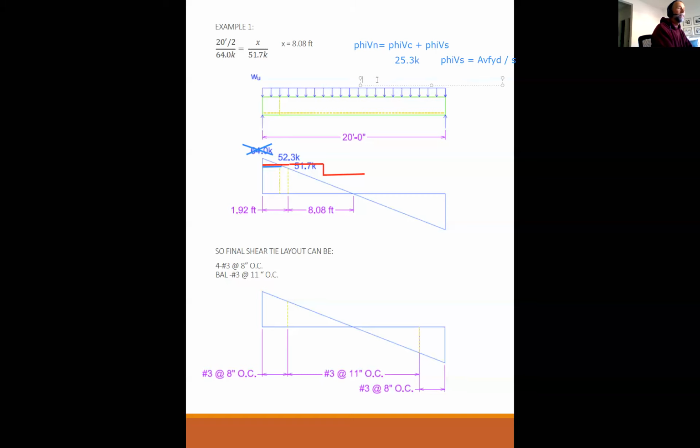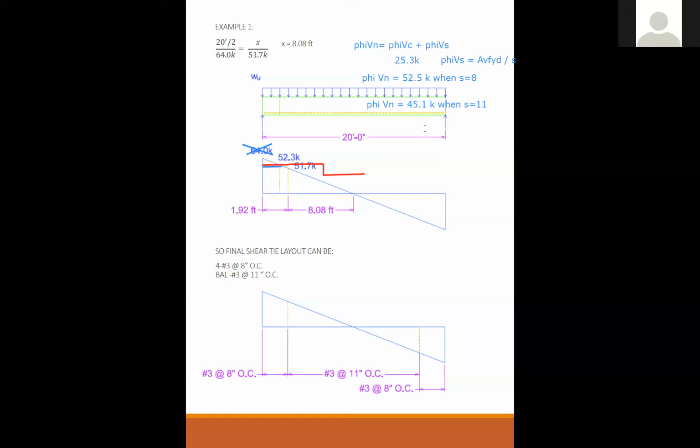So then what I did was I said phi Vn is equal to 52.5 kips when s equals 8, and phi Vn equals 45.1 kips when s equals 11 inches. Okay, does this all make sense so far? Yes, everything makes sense so far.